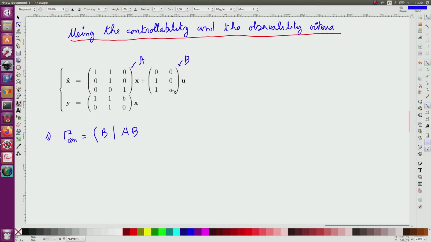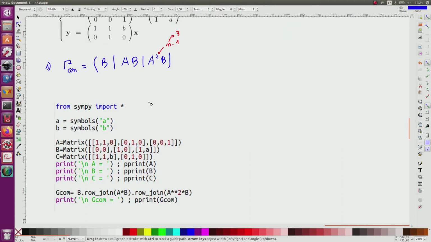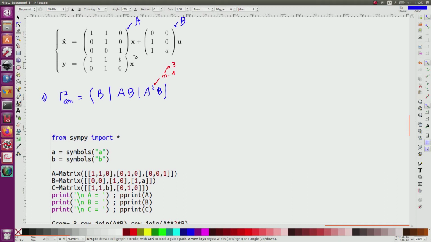So of course it will depend on a, and also A squared B, and I stop here because I have n minus 1, where n equals 3, the dimension of the state. I have the following Python program which uses SymPy. SymPy is for symbolic computation. I have to introduce the two symbols a and b, the parameters. I define the matrices A, B, and C, which correspond to these matrices defined here.